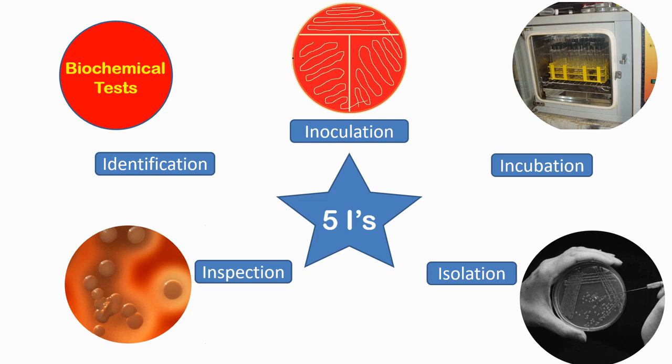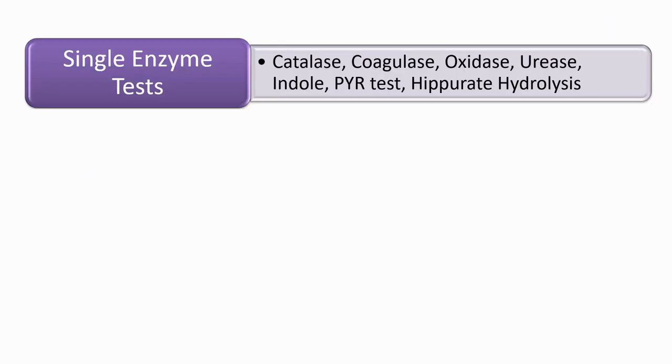The biochemical tests are a very important part of the identification process. They shorten the time required to identify microbes, reduce the costs, and enhance the accuracy of identification of a patient sample. Various types of biochemical tests that are in use include single enzyme tests like Catalase, Coagulase, Oxidase, Urease, Indole, PYR test and Hippurate hydrolysis.